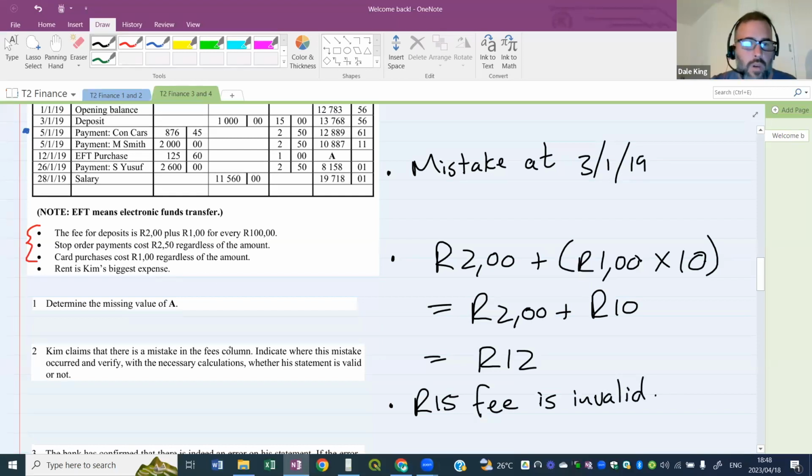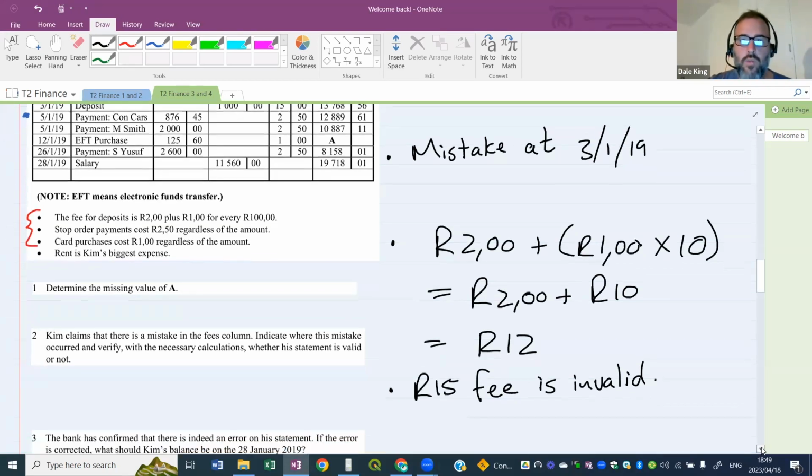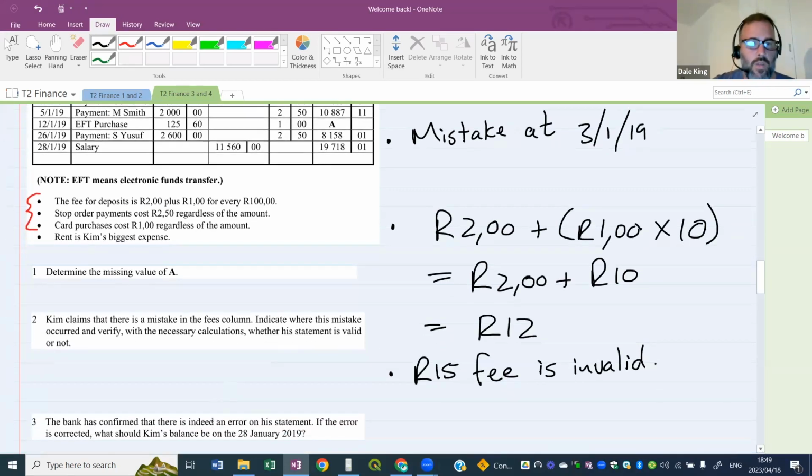Okay. So we followed every part of this question. Number 1, indicate where the mistake is, verify with calculations, we've done that, and say whether the statement is valid or not. So the 15 Rand fee is invalid. All right, that's question 2. Let's finish this off with question number 3. There's question number 3 at the bottom.